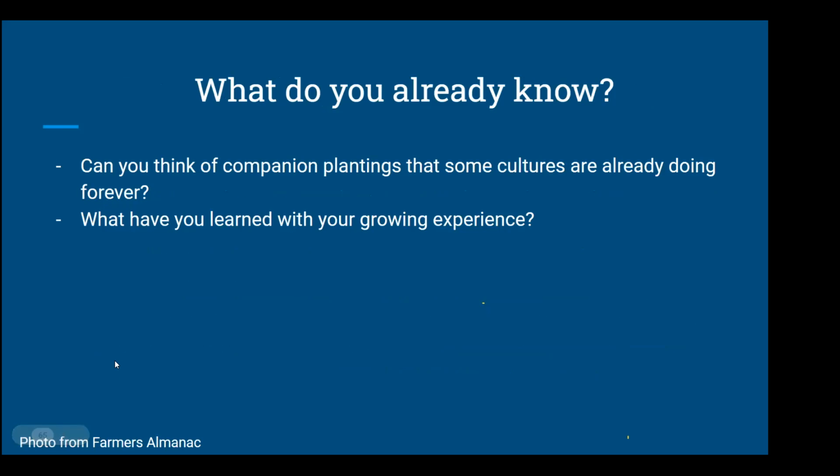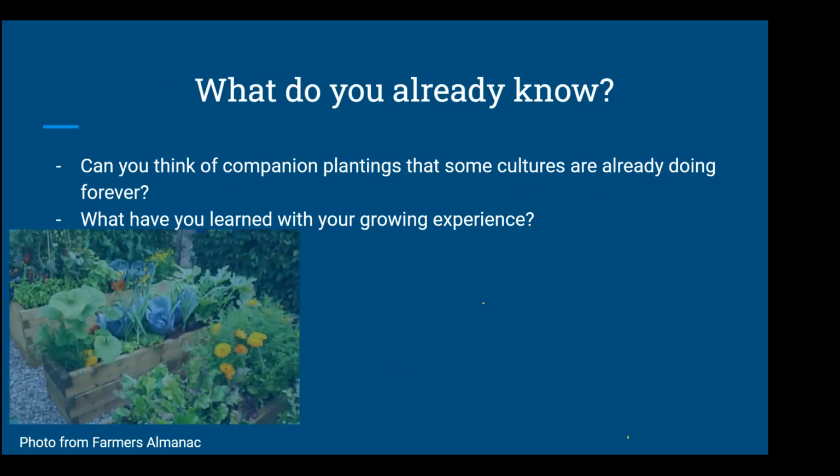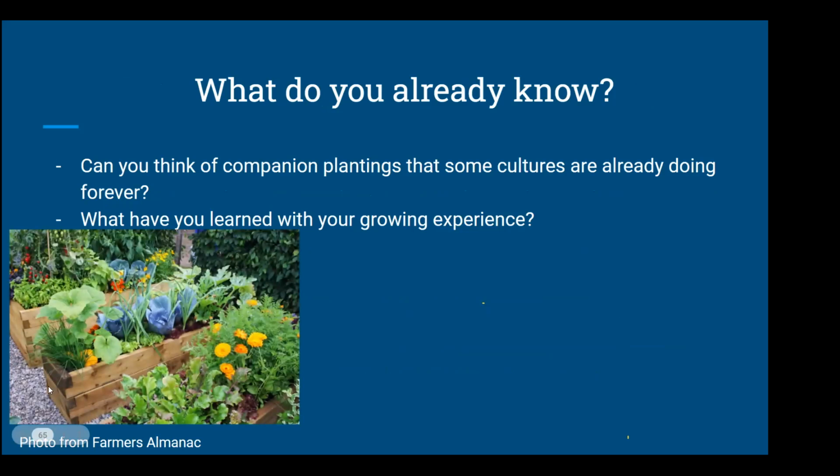And then you can think about ways that you've seen companion planting in some other cultures. This has been something that's been happening, and has been a way of planting that's been around for many generations. I'm sorry the picture didn't show up, but there we go. There's the picture. So this is what companion planting looks like.